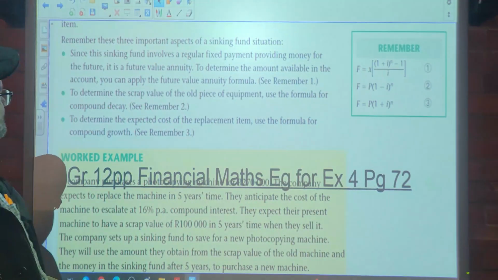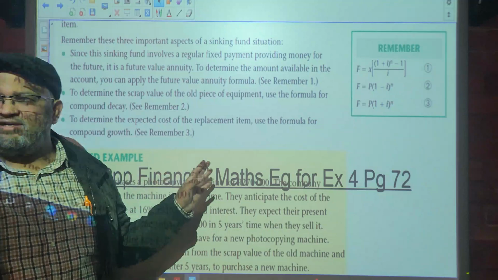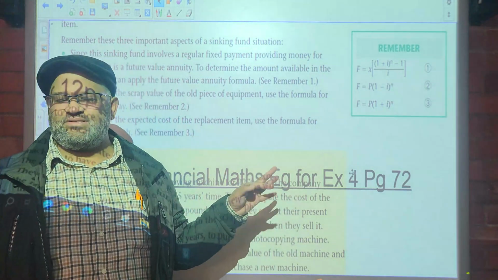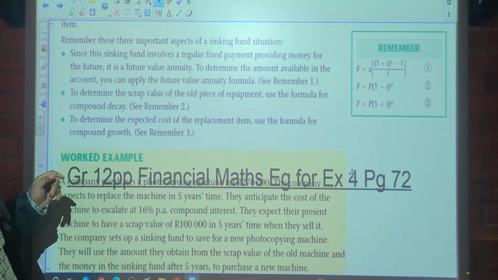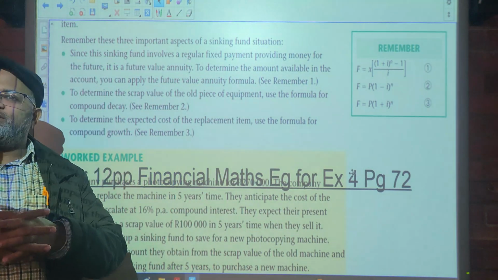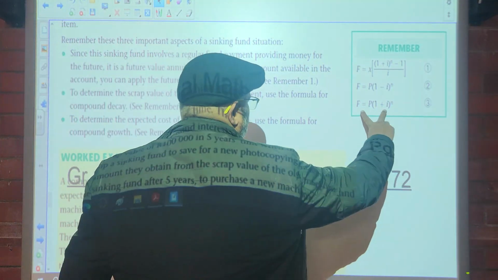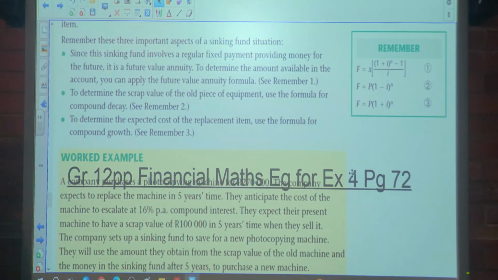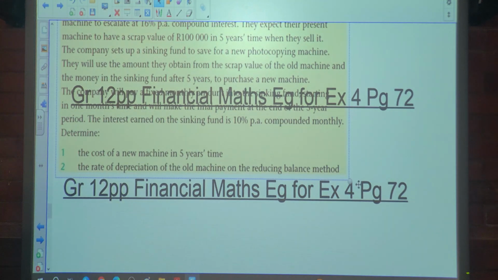Okay? And to determine the expected cost of the replacement item, use the compound growth formula, inflated. Remember that the item will escalate. Using the inflation formula, which is A is equal to P times (1 plus i)^n, which is the same as your compound interest formula or compound growth. Okay. Let's look at an example.